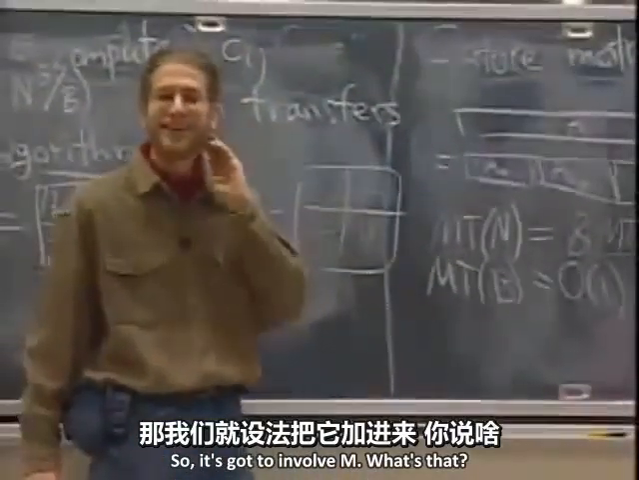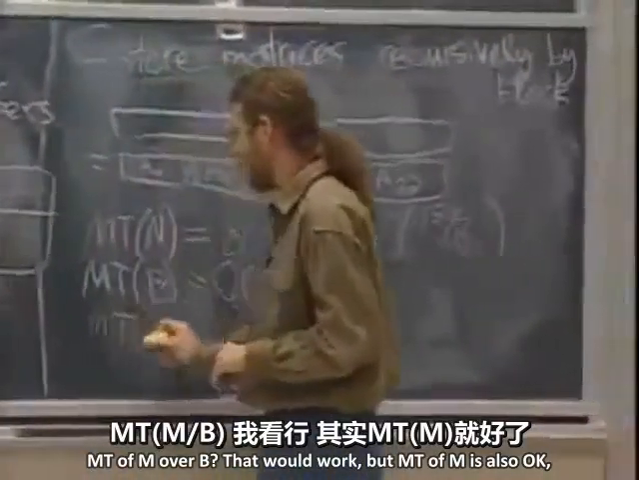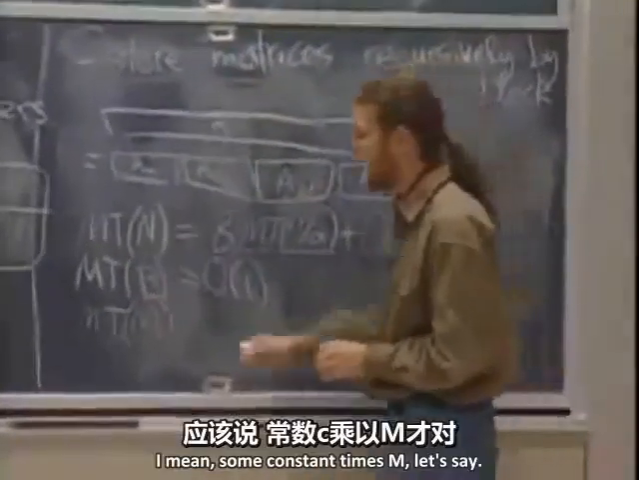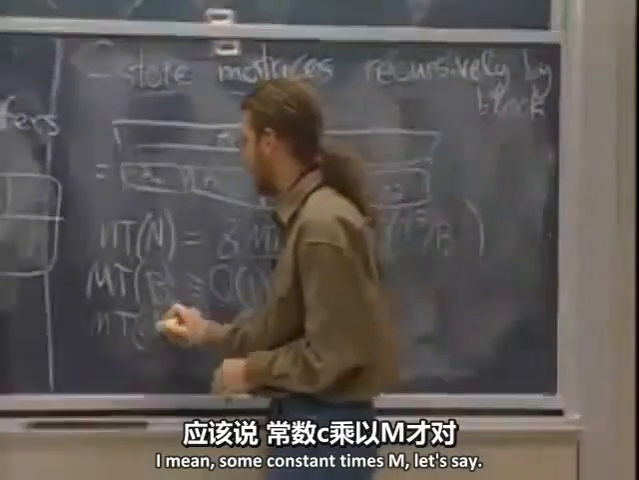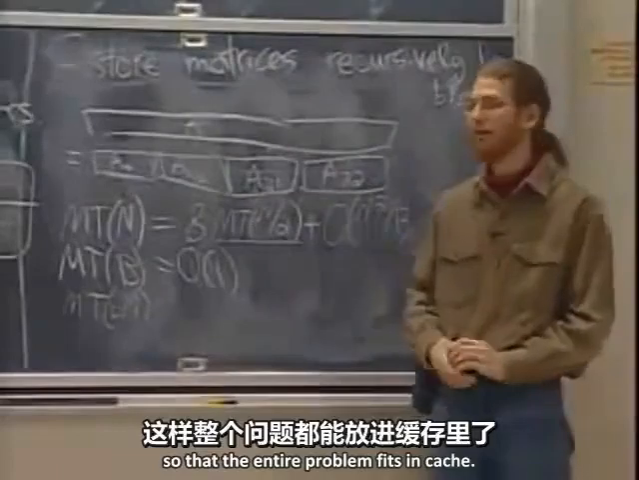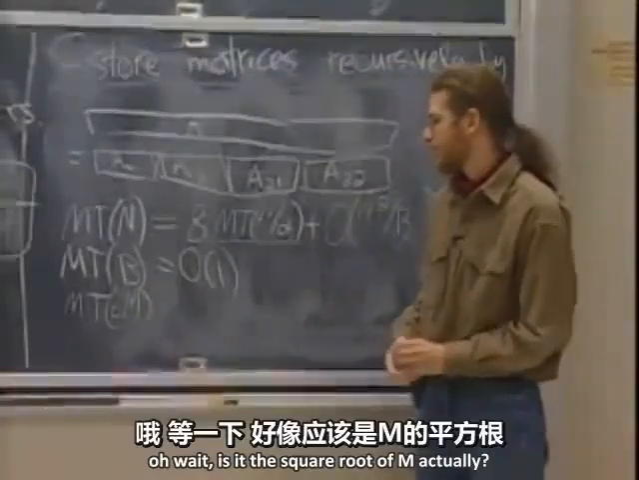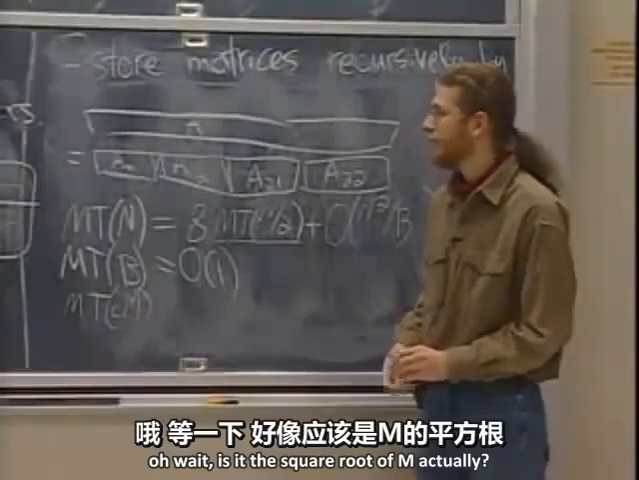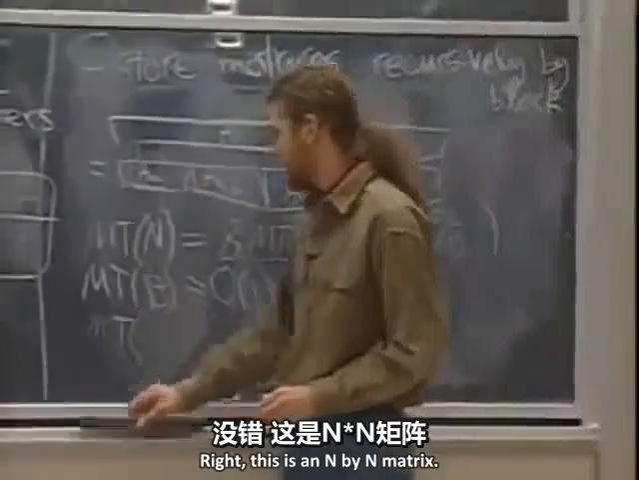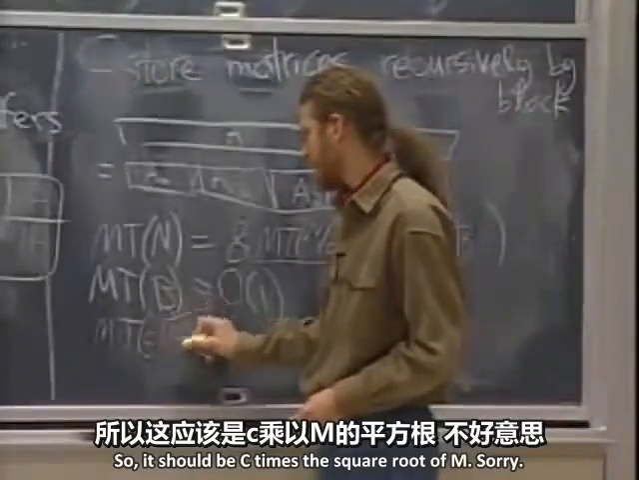What's that? Order of m over b. That would work, but order of m is also OK. I mean, some constant times m, let's say. I want to make this constant small enough so that the entire problem fits in cache. So it's like 1/3. I think it's actually, oh wait, is it square root of m, actually? Right, this is an n by n matrix. So it should be c times square root of m.